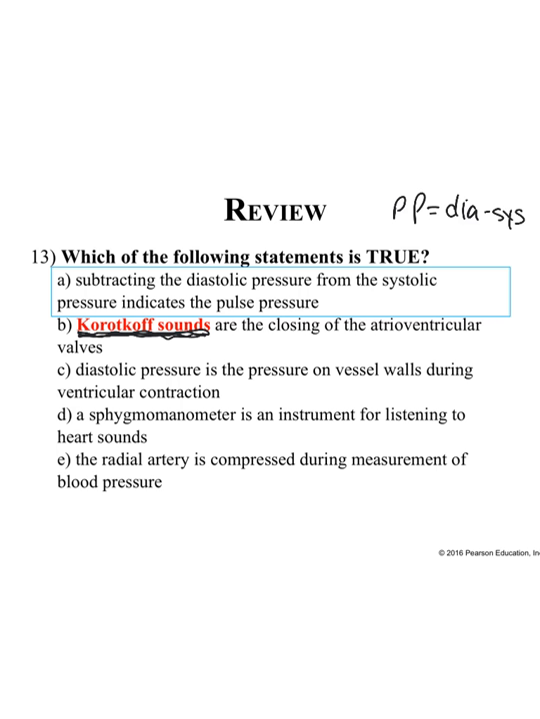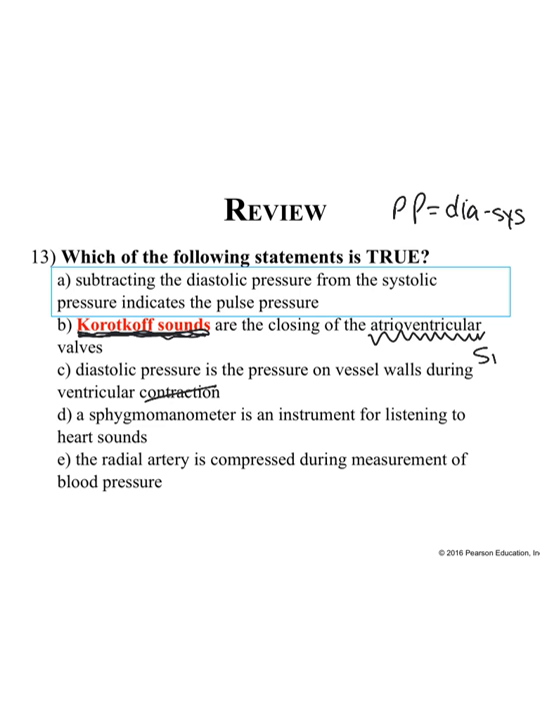brachial artery, excuse me. However, you would still know this is false because remember when the atrioventricular valves close, that's going to be the heart sound. That's our S1 or the lub. Diastolic pressure is the pressure on a vessel wall during ventricular contraction. That should be relaxation, so that's false.